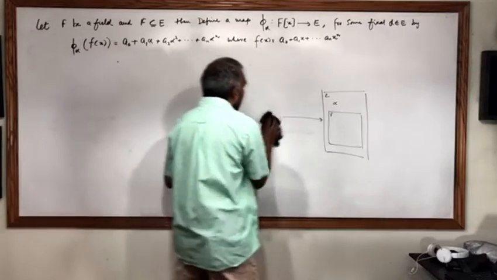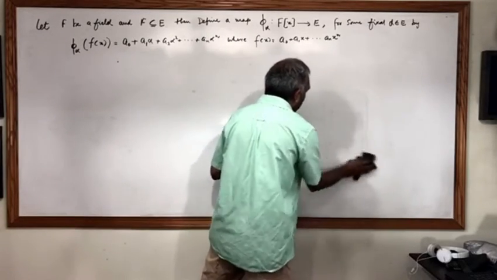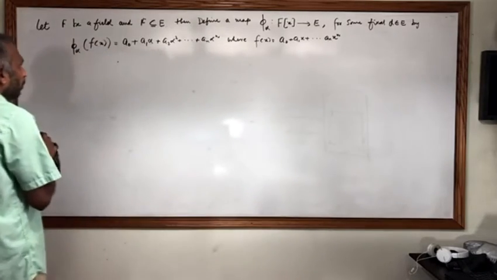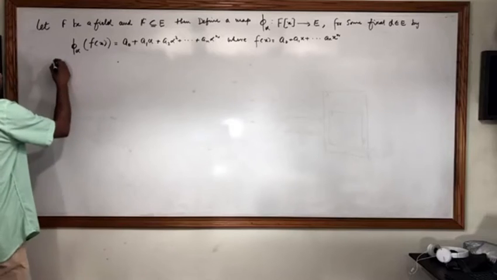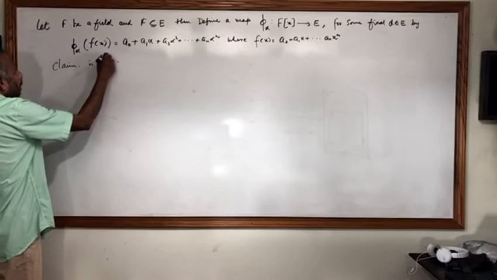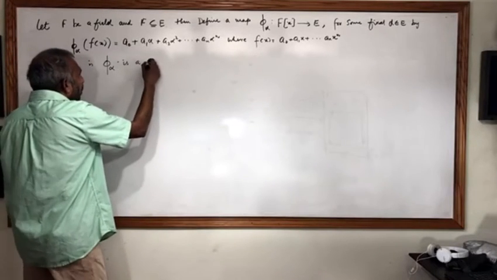So our claim is, I'm not going to give you all the details of the proof. It is very straightforward. The claim is phi alpha is a homomorphism.